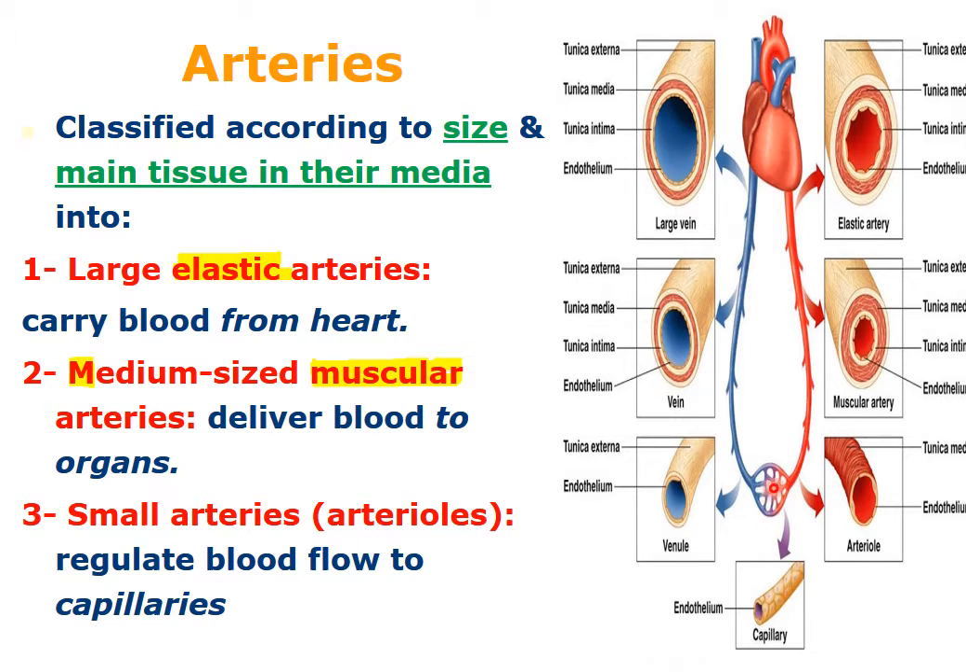Similarly, veins are classified into venules, the smaller ones. Then we have medium-sized veins that accompany the medium-sized arteries. Then we have large veins, like the inferior vena cava and superior vena cava, that drain into the heart.